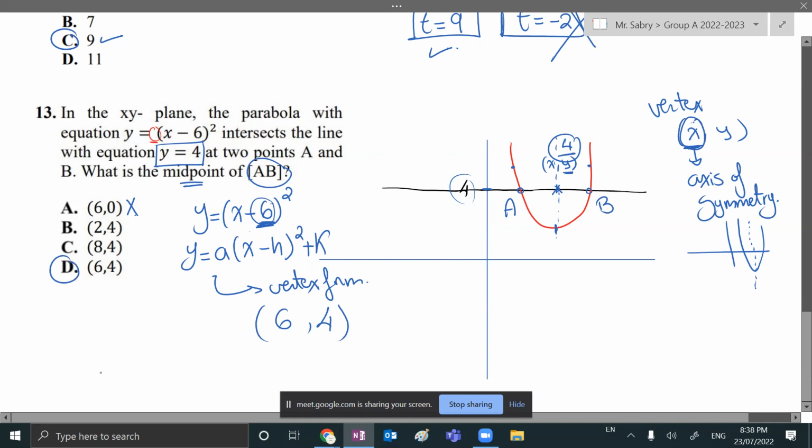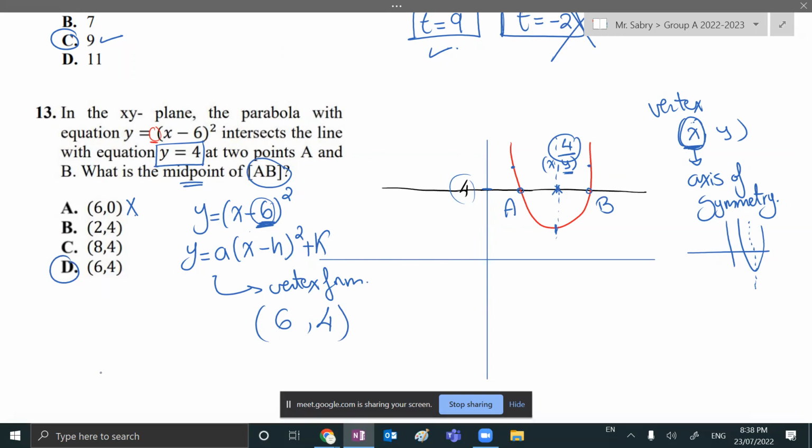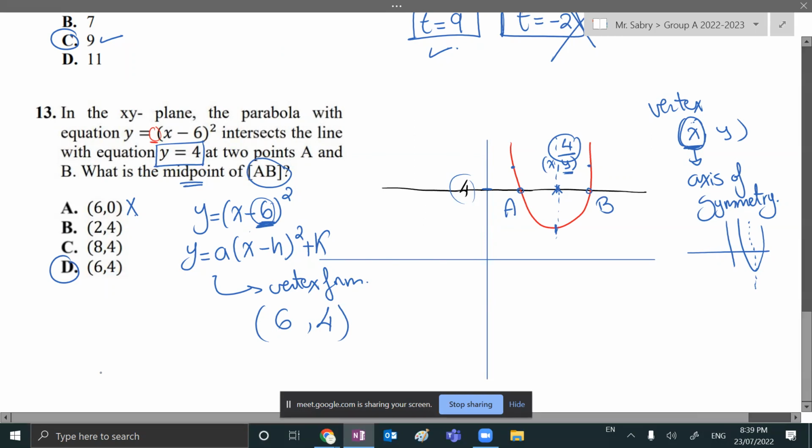Please ask as many questions as you want about this one. This is an important one, okay? If you understand not just how it's solved but the concept of it, this means you understood everything.